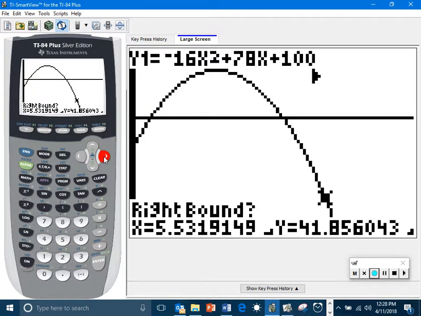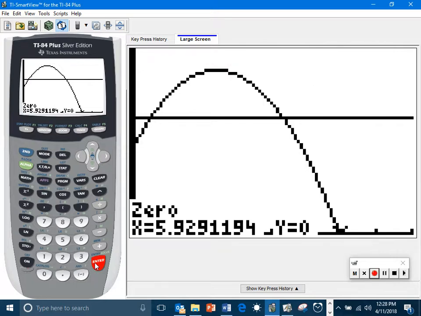Now I'm going to make the ball go under the ground. Okay? I don't see it. I'm under the ground. I'm on the right side. I'm going to hit enter twice. And you can see it says 0. So how long did it take? 5.93 seconds.